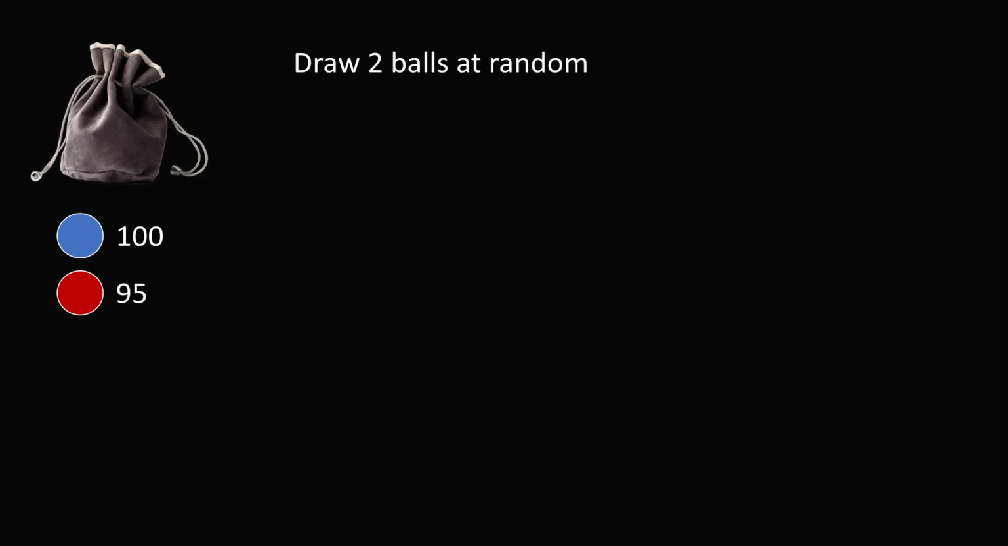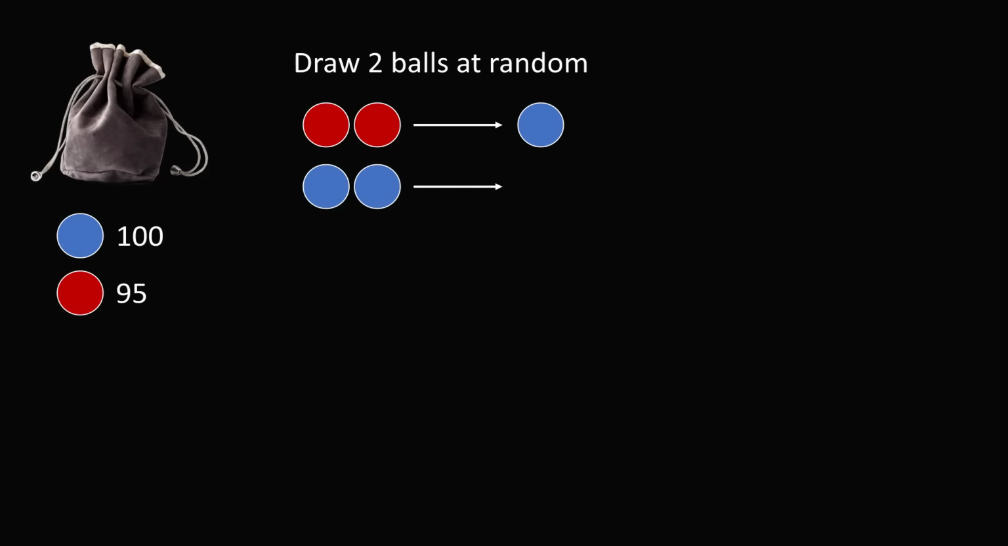Puzzle 5. You have a sack that contains 100 blue balls and 95 red balls. You are going to play a game. You draw 2 balls at random from the bag. If the 2 balls are the same color, you will throw those 2 balls away and replace them with a blue ball. So if, for example, you drew 2 red balls, you're going to throw those red balls away and put a blue ball into the bag. If you had 2 blue balls, you do the same thing. You throw those balls away and you put 1 blue ball back into the bag.